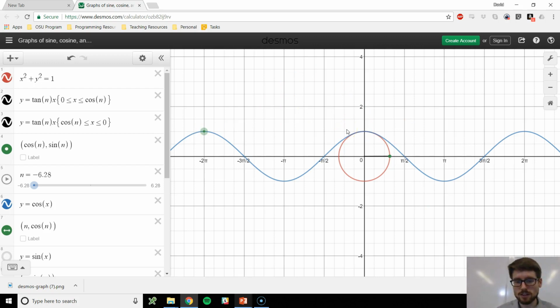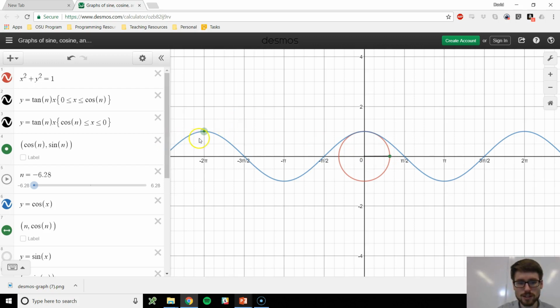Remember, cosine starts at 0, 1. And my angle, I'm starting at negative 2 pi. So the angle of negative 2 pi, I've sketched the radius on the unit circle, is at negative 2 pi. It's the same as the angle of 0.